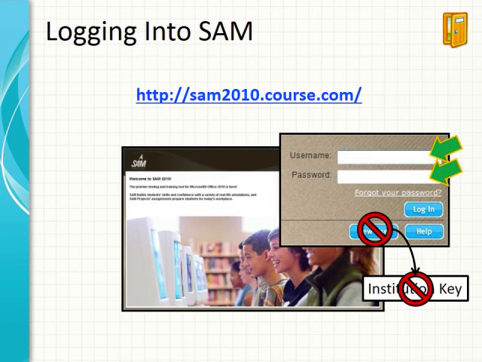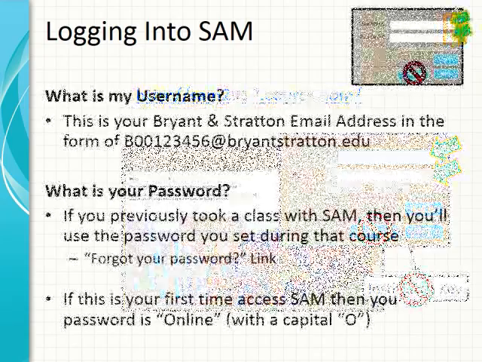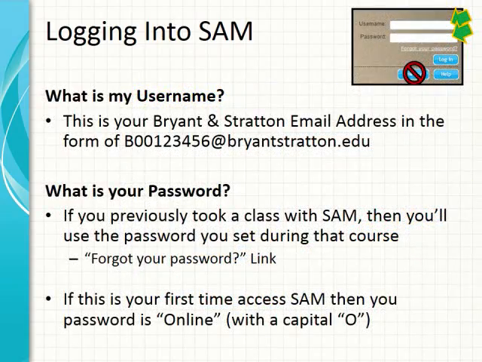So before you hit the login button, you're going to have to enter a username and a password. Your username is simply your Bryant & Stratton email address in the form of your BID at bryantstratton.edu. Now your password, if you previously took a class with SAM, you'll use that password that you set previously. You can always select the Forgot Your Password link to get a reminder.